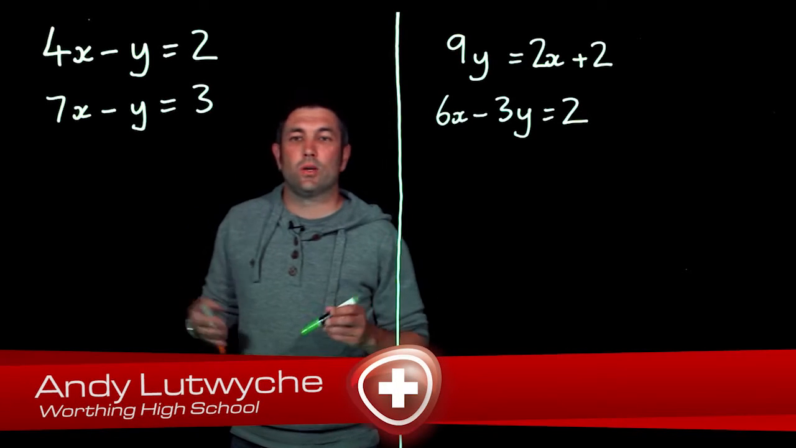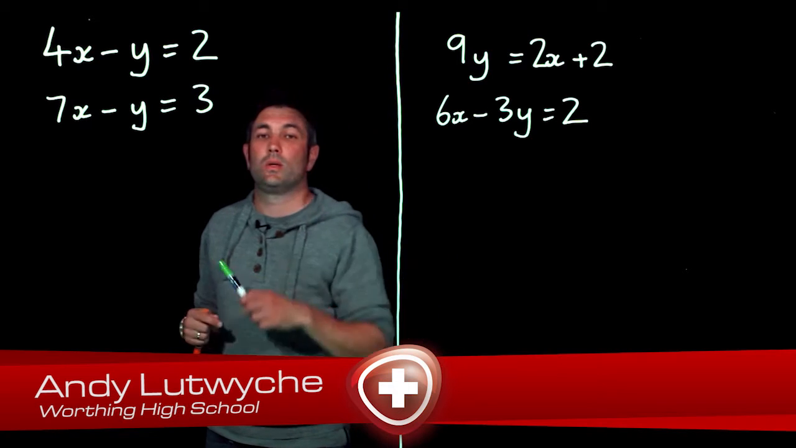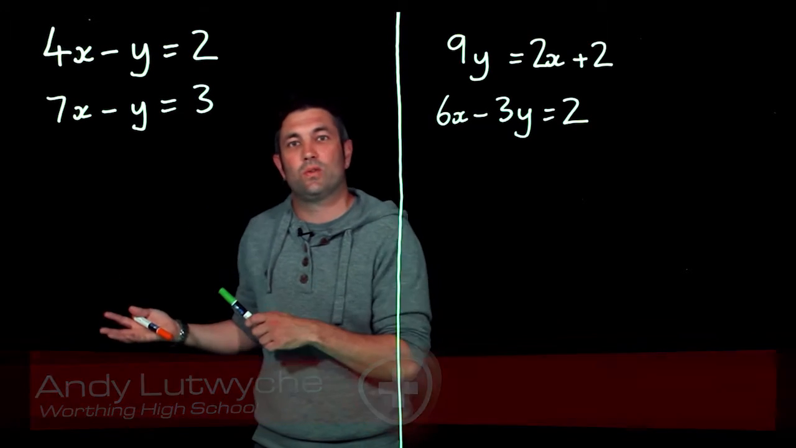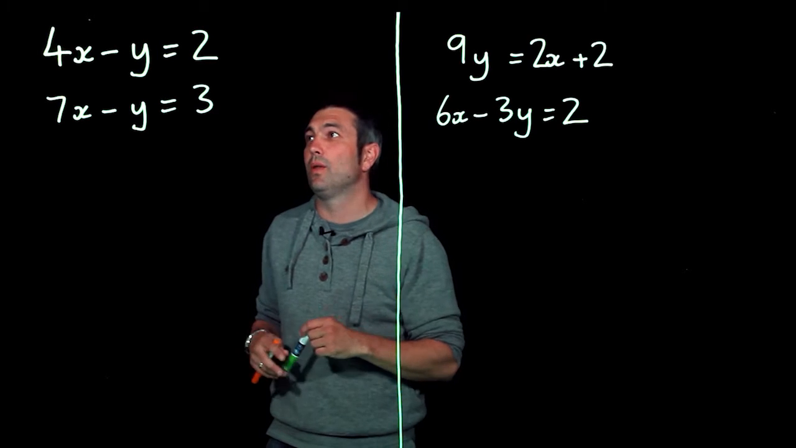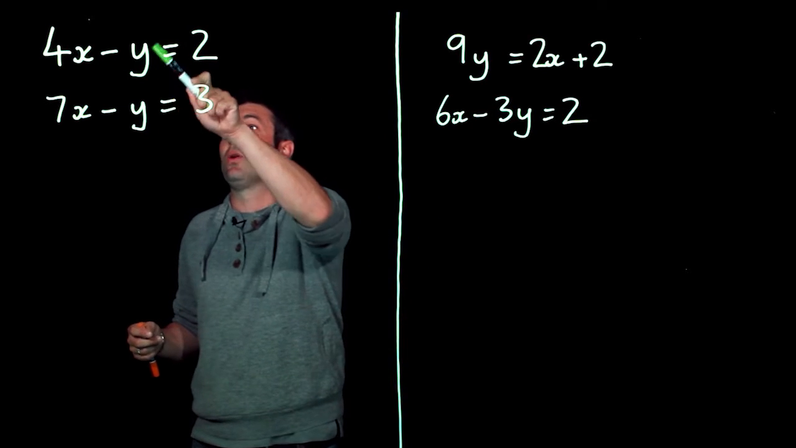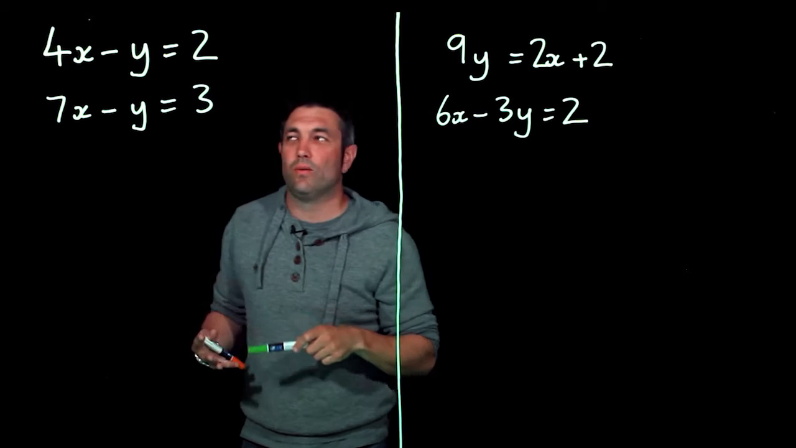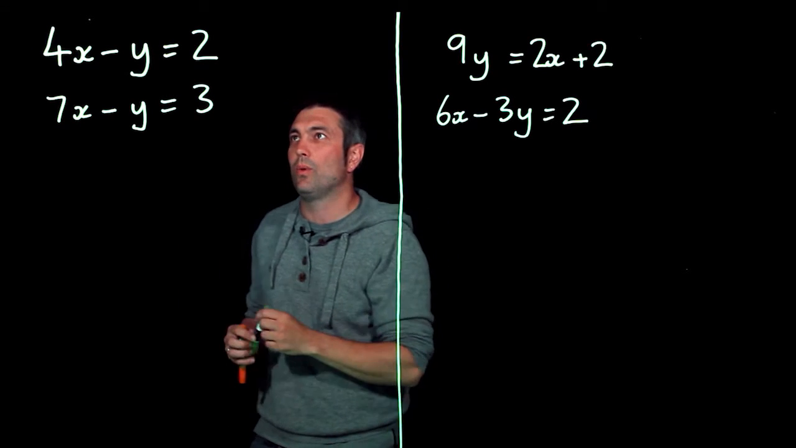Okay, we're looking at solving these two simultaneous equations. We're going to do it by the elimination method, which if you've seen the other videos, you should be fairly familiar with. The only difference here is we've got negative and negative because we're getting rid of the y's. The elimination method means we get rid of one of the letters.